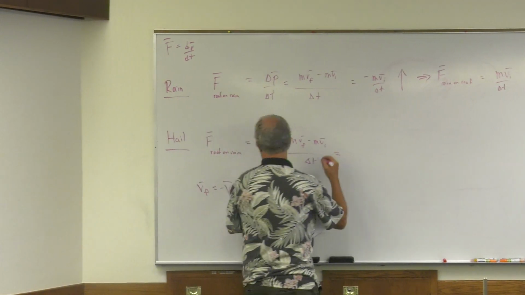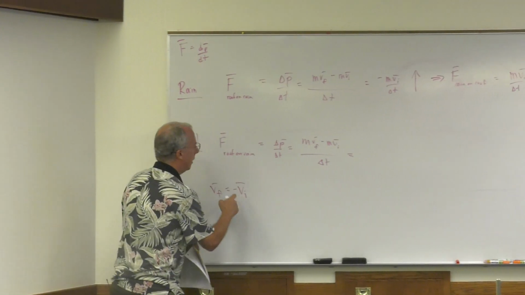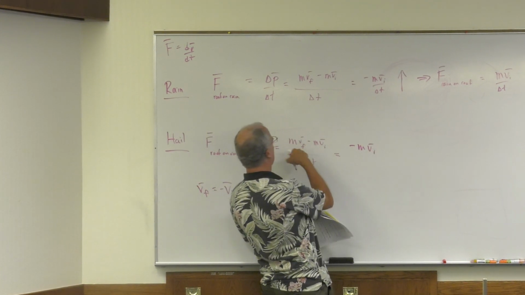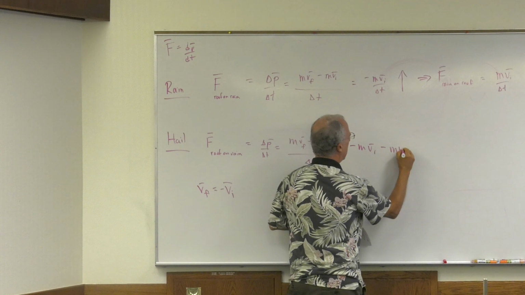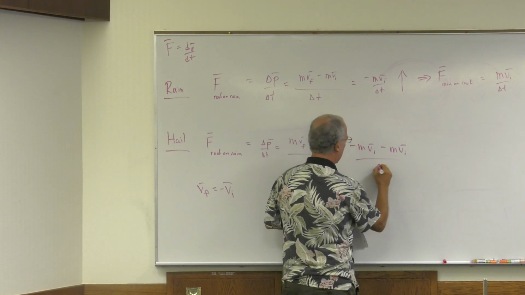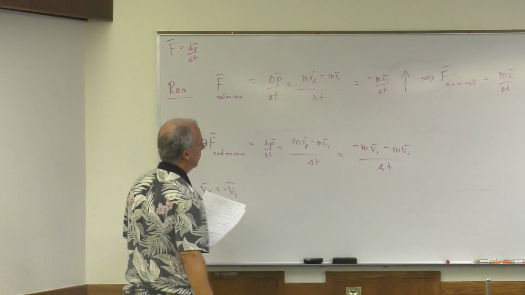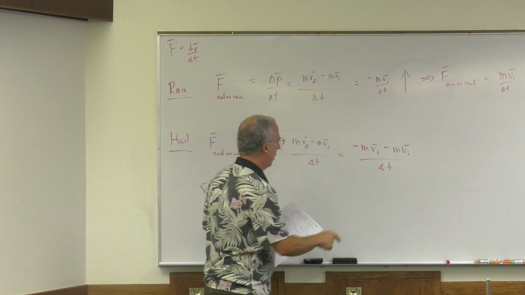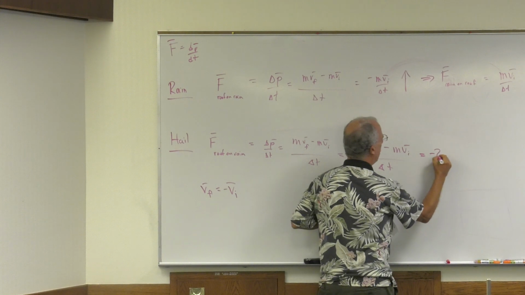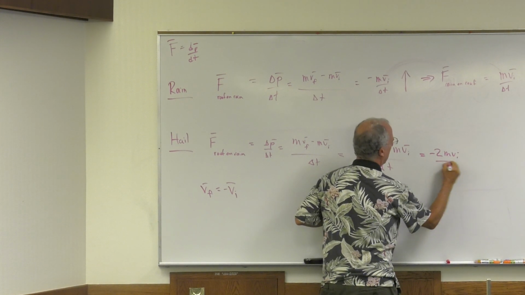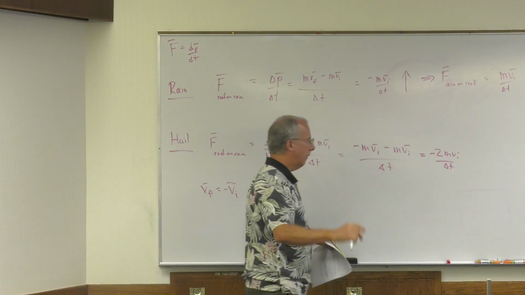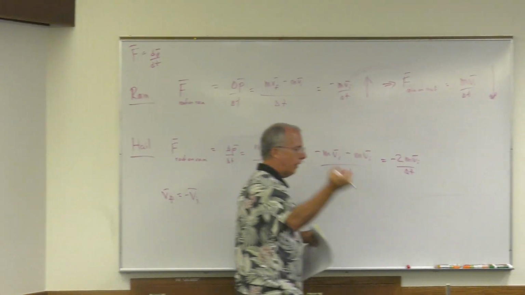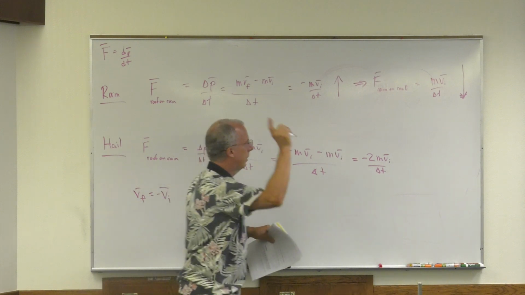So I'm going to get my minus sign, minus mV initial, minus mV initial over delta T. All right, so that's the difference, right? Well, gee, that equals minus 2 mV initial over delta T. Again, V initial, oops, vector sign. V initial is this way, minus is up, so that's up.